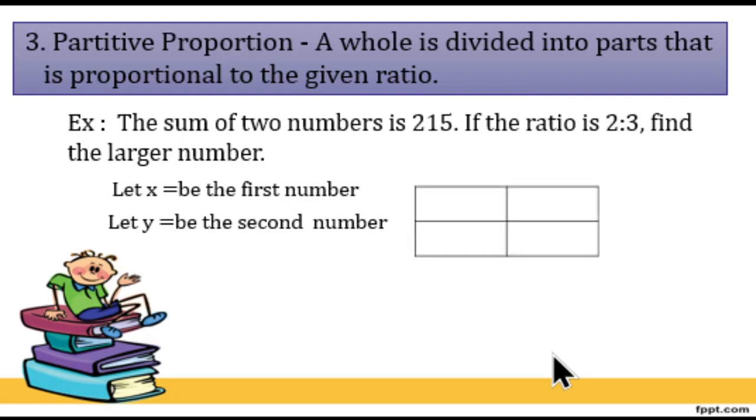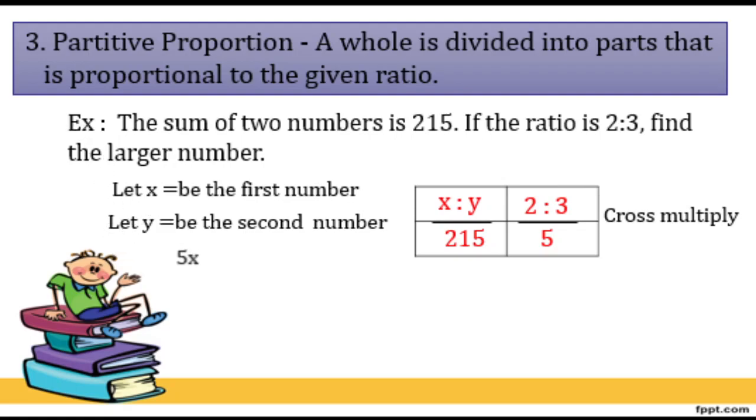So let me make a table. So we have the x and the y. And the sum of x and y is equal to 215. And the ratio is 2:3. And the sum of 2 and 3 is 5. Okay, so let's solve for x. So that is by cross multiplying.